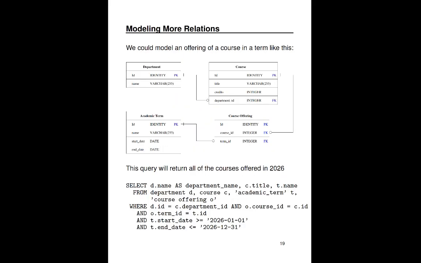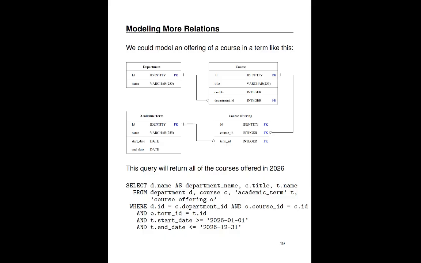So here's a more complex example of a database schema and querying it. It builds upon the department and the course that we already have. But this shows how you can make an offering of a course that is available for a certain academic term, the winter quarter or something like that. So you have your department and your course, just as before. Then you also have a table which is called academic term. And so this is the term that not only has a name, but also a start date and an end date. Note that both of those are dates.